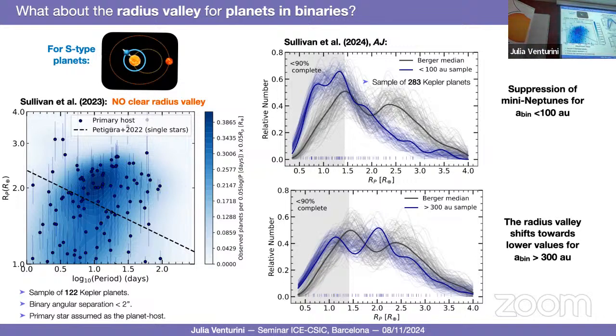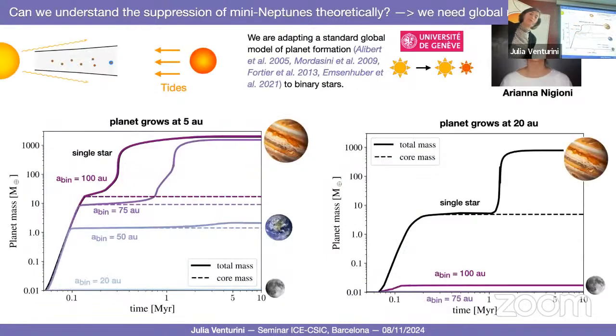But just to focus on that, again, can we understand this from a theoretical point of view? To really try to understand it theoretically, we need to develop these global models for S-type planets. And this is my main project now with the grant that I have. This is the work we are doing with Ariana, my PhD student in Geneva. So we are adapting this global formation and evolution model to the presence of a stellar companion.